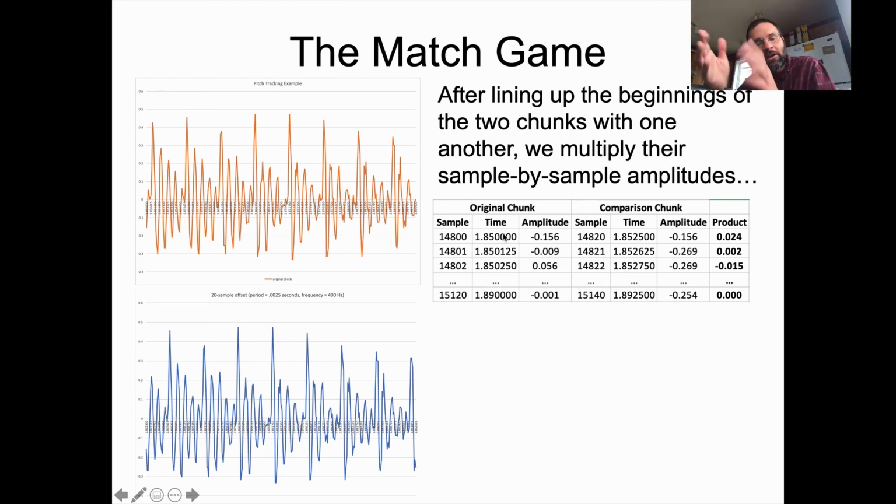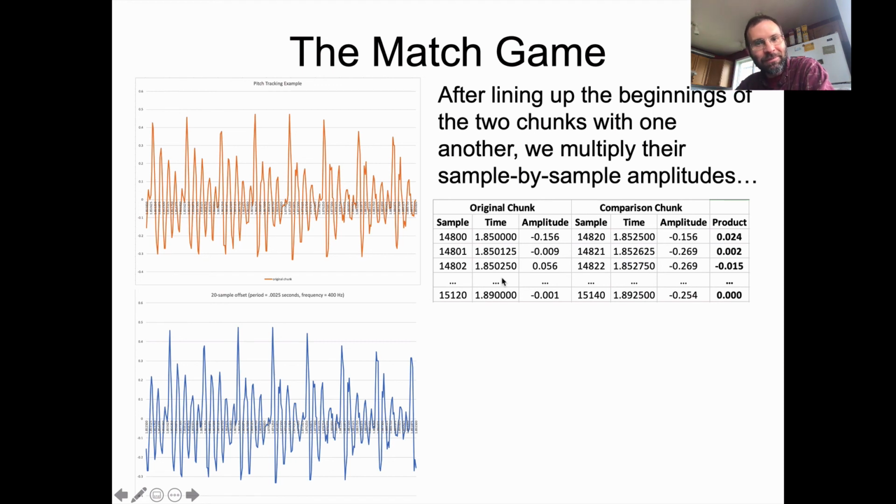For each window, you move to the next sample. This one is this amplitude value, negative 0.009. This is negative 0.269. Like I said, for the blue one, you go down. For the orange one, you're going up. You can see that in the numbers here. If you multiply these two by each other, you get a product of 0.002.